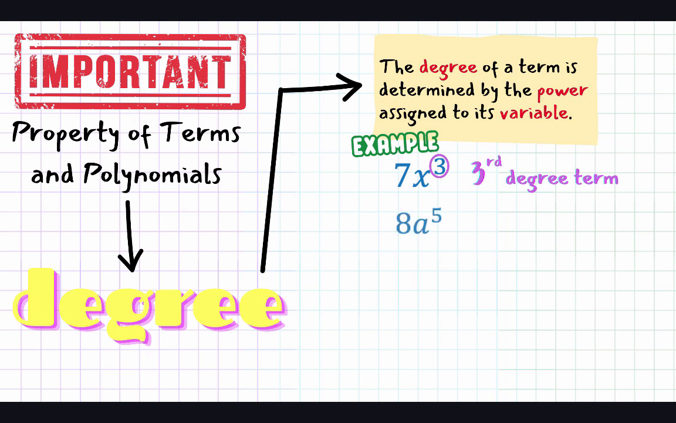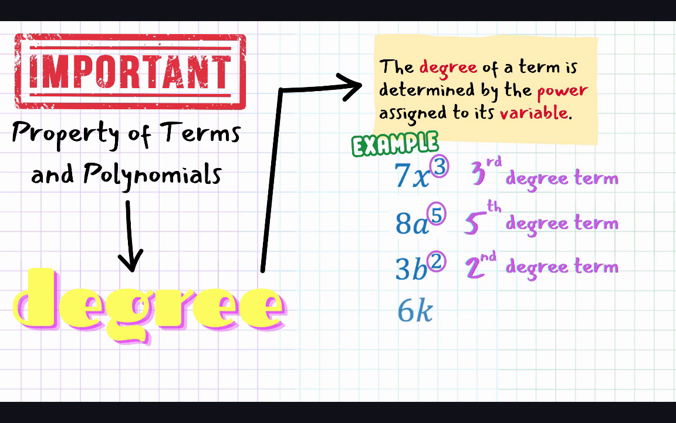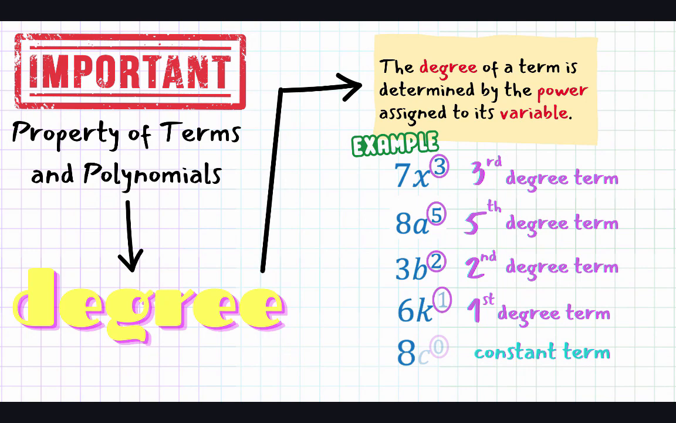And in this term, the power of the variable is 5, so we either say that the degree of the term is 5, or that it's a 5th degree term. Likewise, this would be a 2nd degree term, this would be a 1st degree term, and I guess that it is technically correct to call a term with no variable part a 0 degree term, but it's usually just referred to as a constant term.